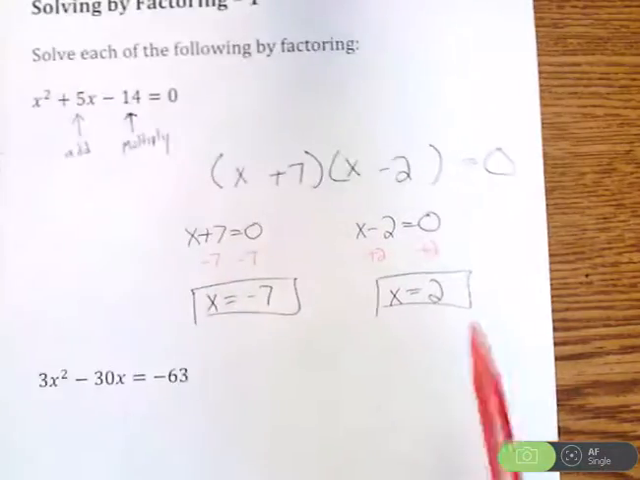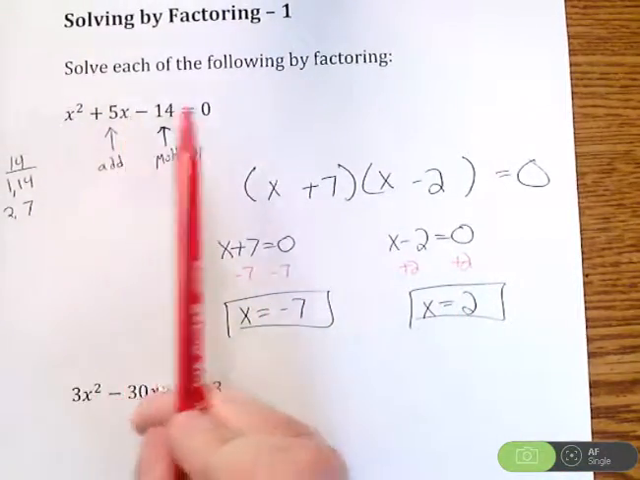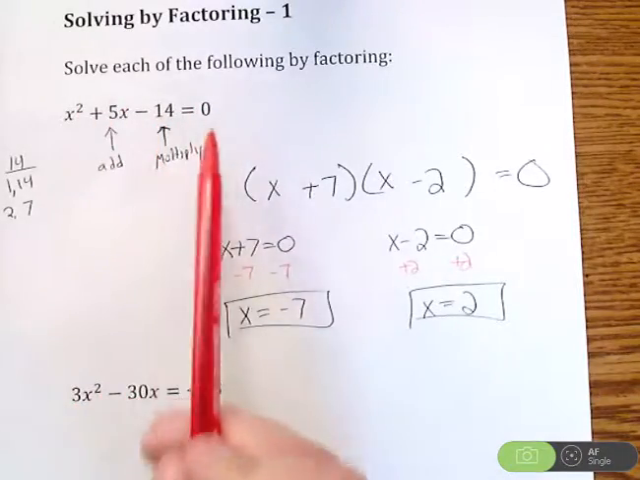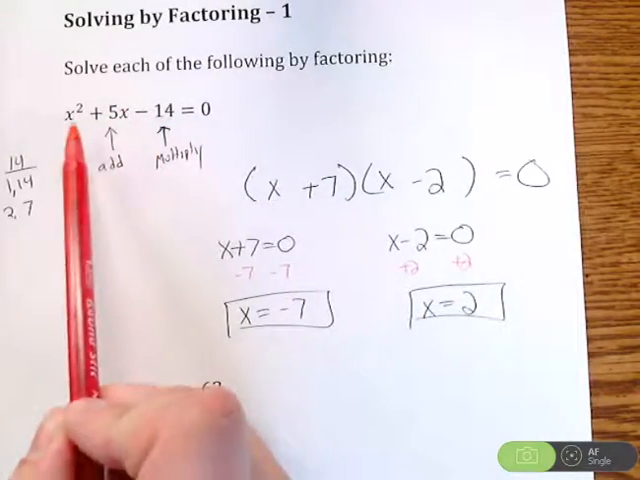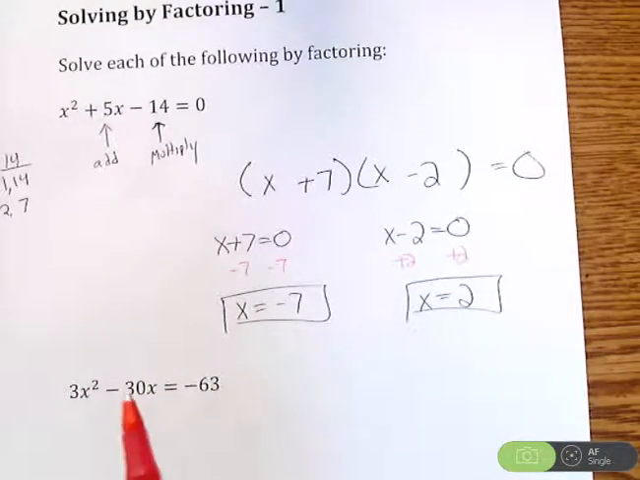So what this means when we're solving solutions, if I would have taken this negative 7 and plugged it in for both x's on this left side and simplified, I'm going to get 0 equals 0. If I take 2 and plug it in to both my x's on the left side, I would also end up with 0 equals 0.